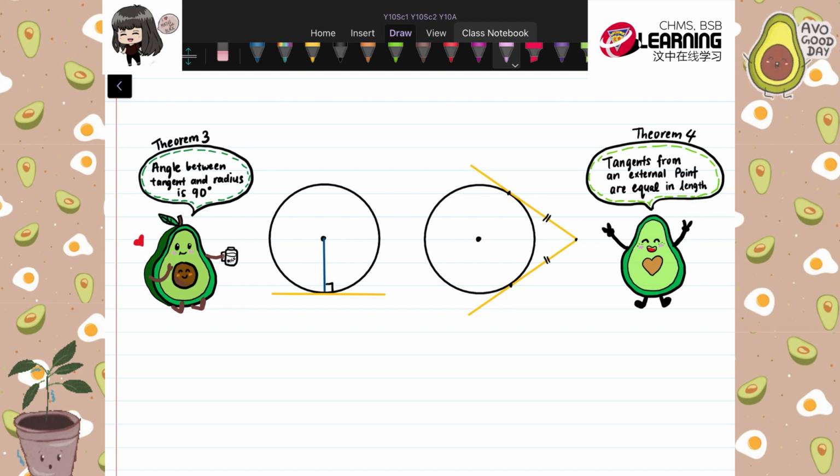So today we're gonna learn Theorem 3 and Theorem 4, okay? So before that, let's check our previous homework first. Let's go!